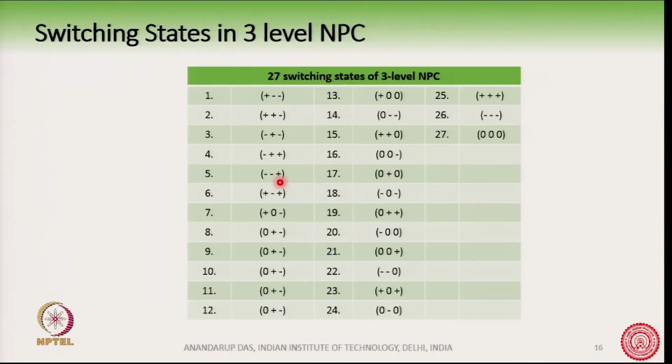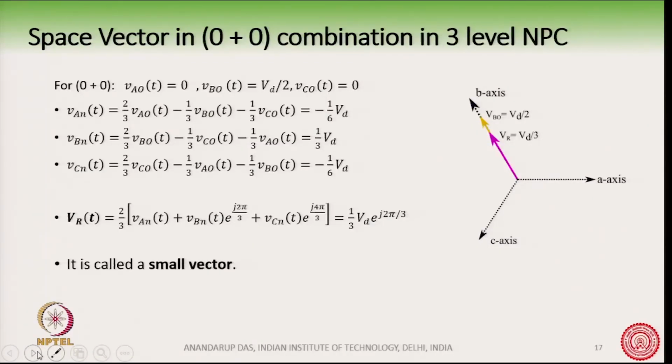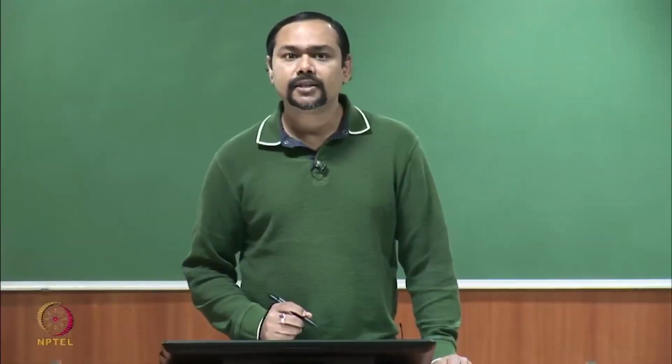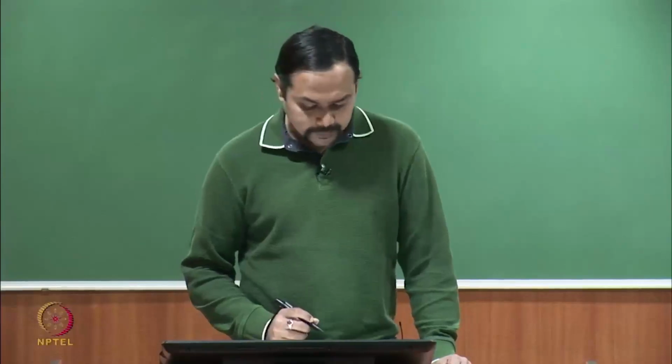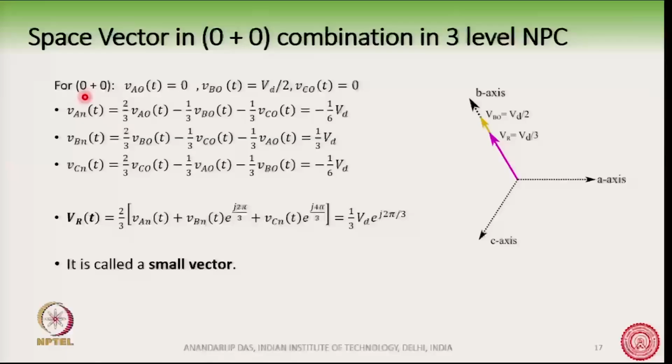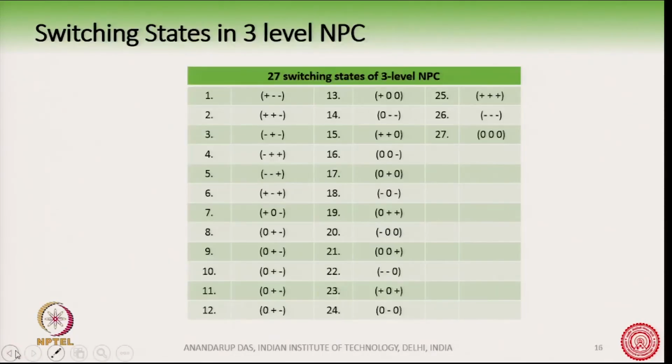So, corresponding to these switching states, we can now draw the space vector diagram. Suppose we are drawing the load phase voltage space vector diagram. Suppose we take one of the switching states, 0 plus 0.